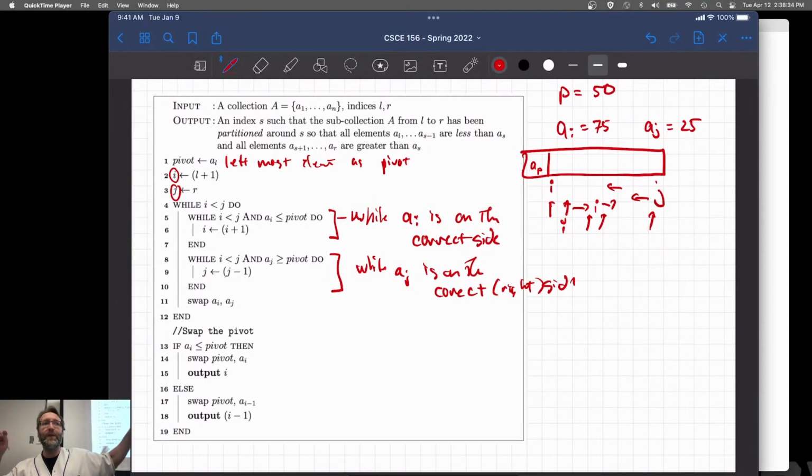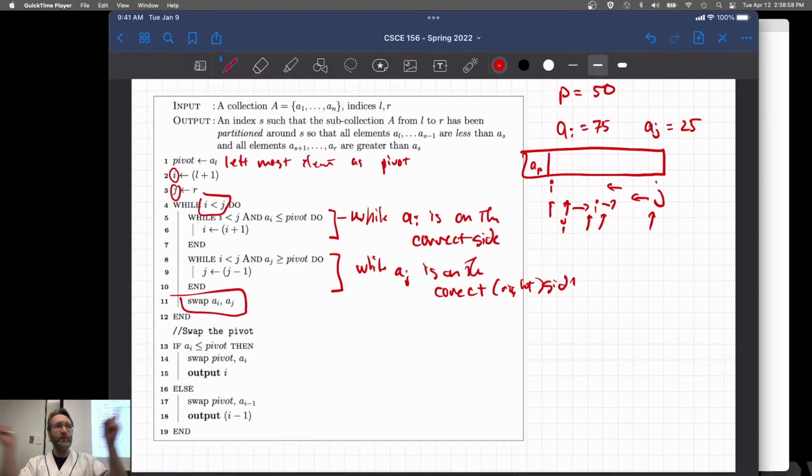I didn't need to move these things over here. I just need to move these 2. And so I end up swapping A sub I and A sub J. Continue until I and J meet. Okay, I found one guy that's on the wrong side. I found another guy that's on the wrong side, swap.